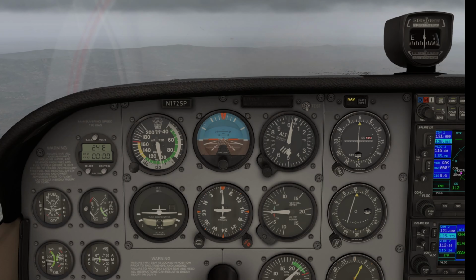Notice that the number 2 CDI is beginning to move from the full-scale deflected position towards center. That movement is a positive indication that we are approaching the intersection. As we continue outbound, the needle will continue to move inward. The intersection is identified when both CDI needles are centered at the same time, the outbound course from Oakland and the cross radial from Skaggs Island.